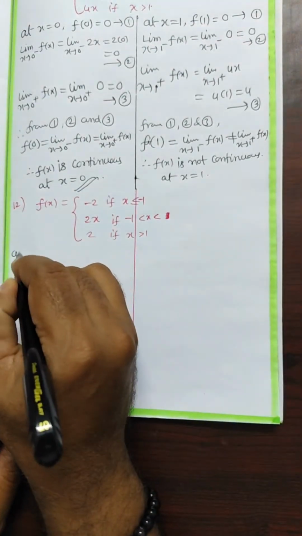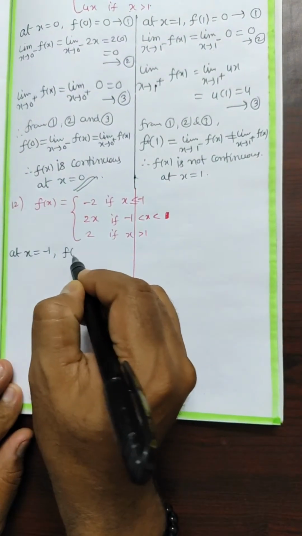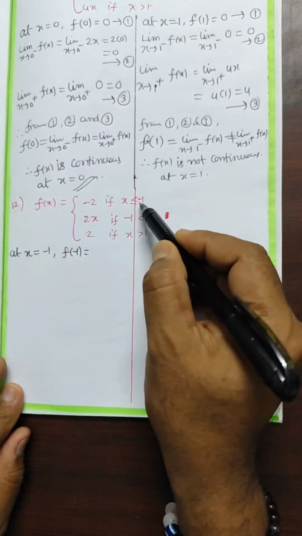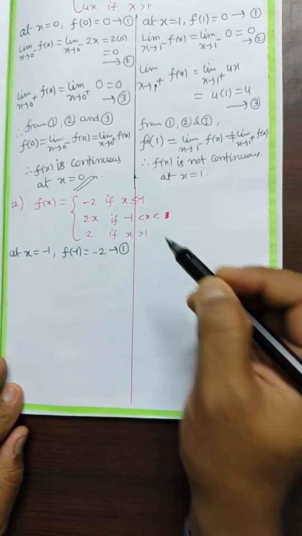So at x is equal to minus 1, f of minus 1 is equal to minus 2. Substitute x is equal to minus 1 in this, it will be minus 2. Equation number 1.